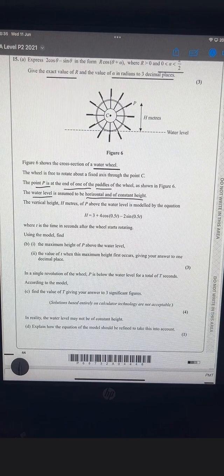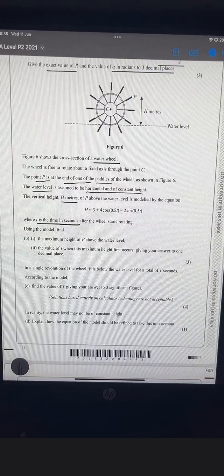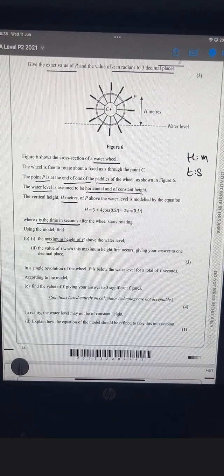The vertical height, h meters, of P above the water level is modeled by this equation. So notice we've got another trig equation where t is the time in seconds. So note the units: h is in meters and t is in seconds. Using the model, find the maximum height of P above the water level. So let's just do that first. So part b, i. Well, first I'm going to compare the equations.